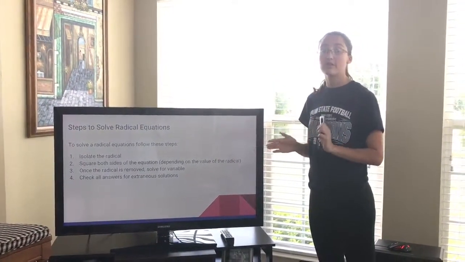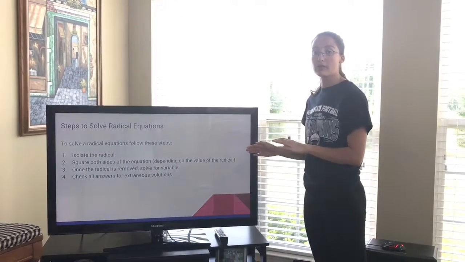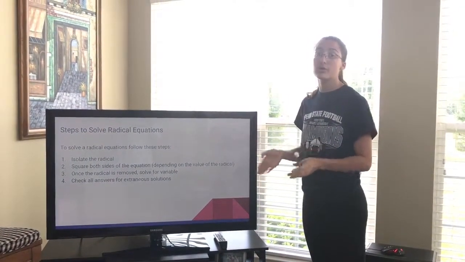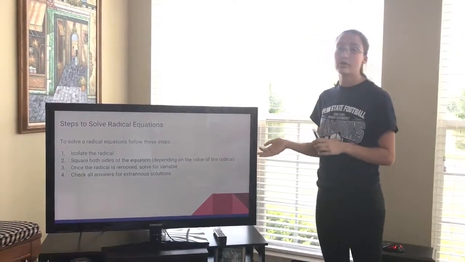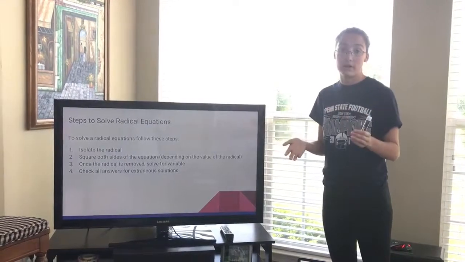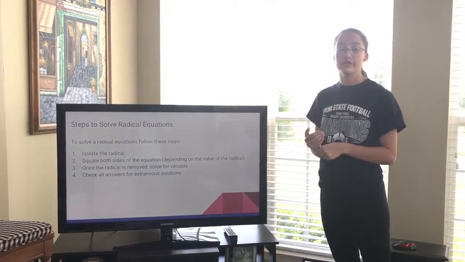In most cases, you square both sides of the equation. However, this depends on the value of the radical. For example, if we have a cube root, you're going to have to cube both sides, and so forth. The next step, once the radical is removed, is to solve for the variable. And then the last step is to check all answers for extraneous solutions.